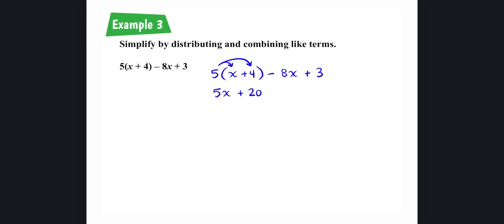Our expression now reads 5x plus 20 minus 8x plus 3. I see that there are like terms that we can simplify, so let's group like terms together. 5x and minus 8x are like terms, and plus 20 and plus 3 are like terms. Now we can combine like terms. 5x minus 8x is negative 3x, and 20 plus 3 is 23. Our simplified expression is negative 3x plus 23.